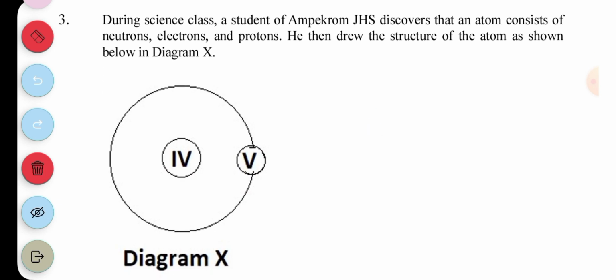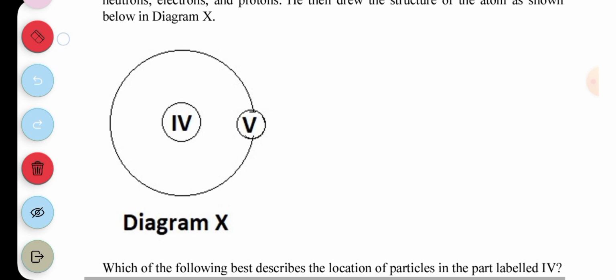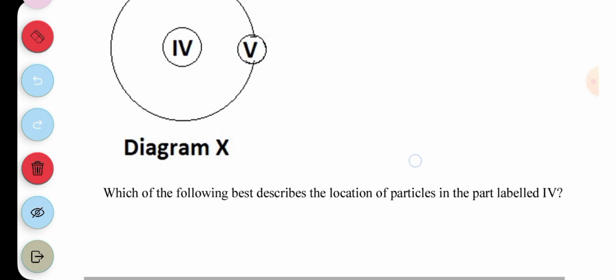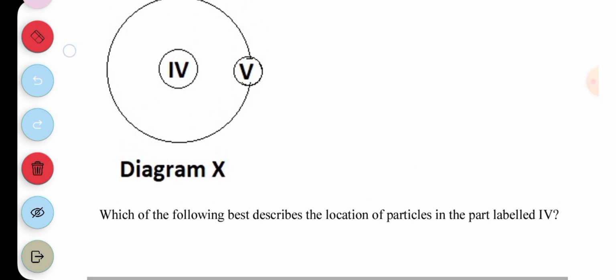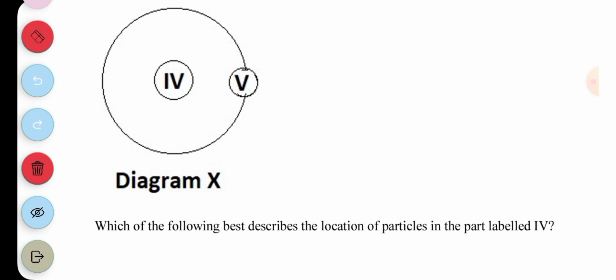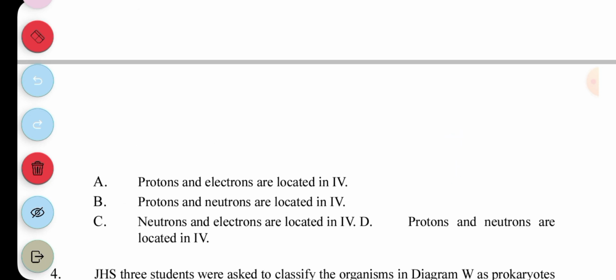Question 3. During science class, a student of Ampichrome GHS discovers that an atom consists of neutrons, electrons, and protons. He then drew the structure of the atom as shown in the diagram. So here's the diagram. Which of the following best describes the location of particles in the part labeled IV? A. Protons and electrons are in IV. B. Protons and neutrons are located in IV. C. Neutrons and electrons are located in IV.